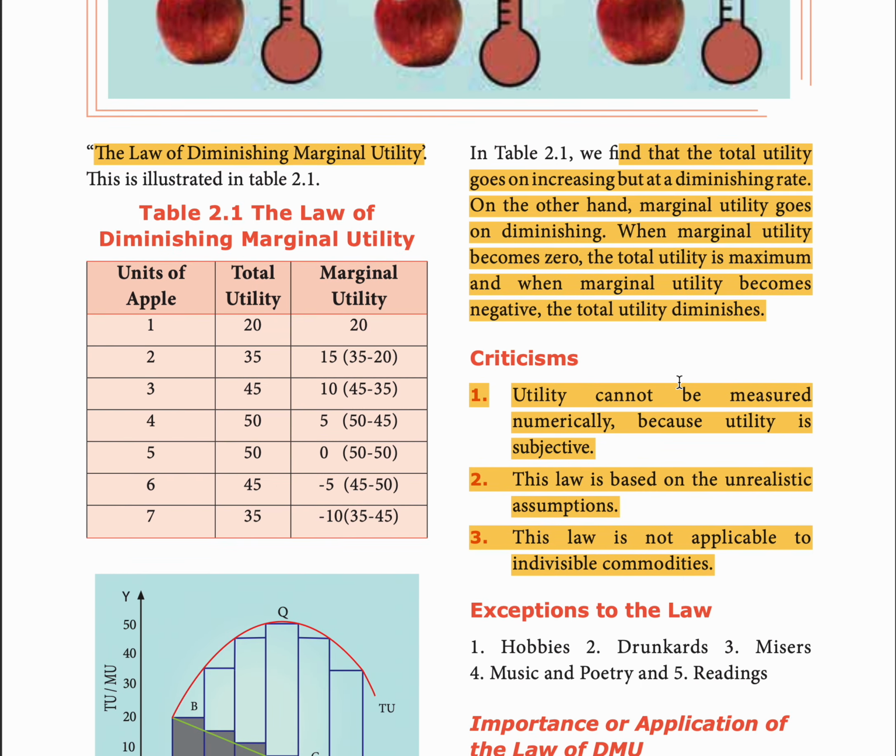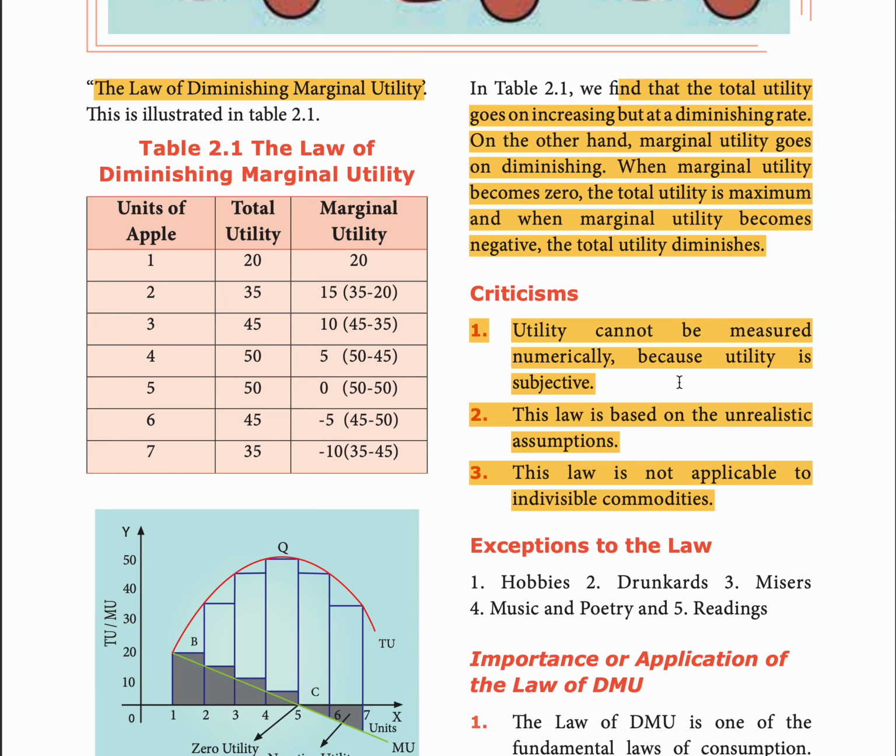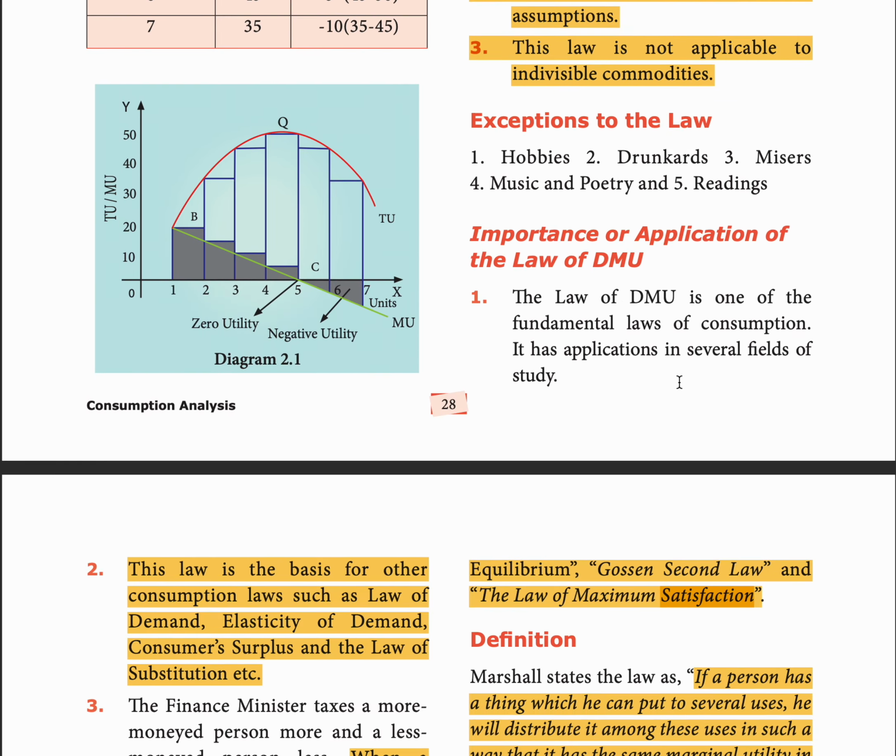Now, what are the criticisms? Utility cannot be measured numerically because utility is subjective. So these are some of the criticisms of the law. The first criticism is that we cannot measure utility numerically. This law is based on unrealistic assumptions. This law is not applicable to individual communities.